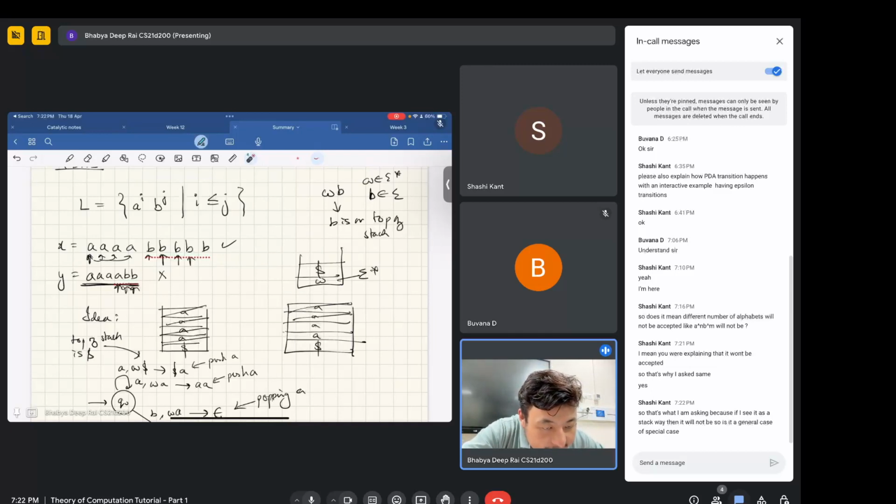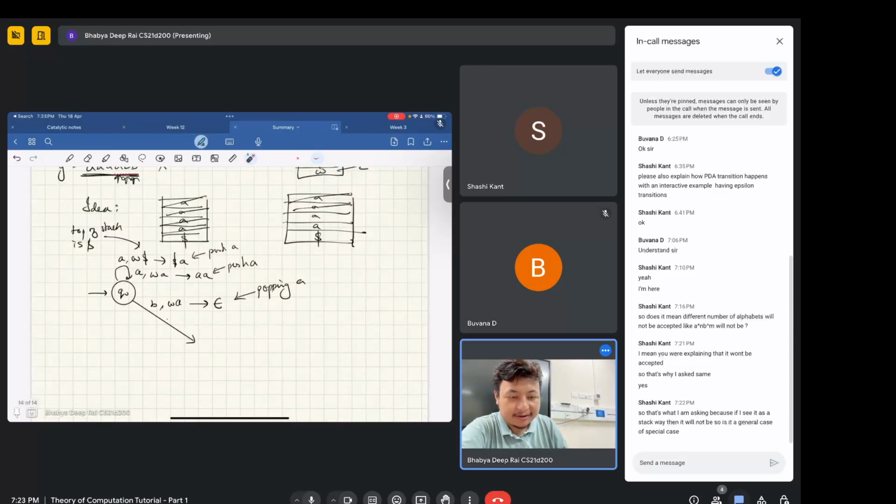So that's why I'm asking, because if I see it as a stack way, then it will not be so. Is it a general case or a special case? I do not think so. Okay, I'll do the complete construction. Then let me know. All right.